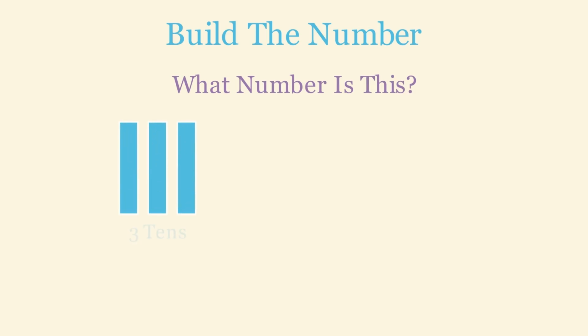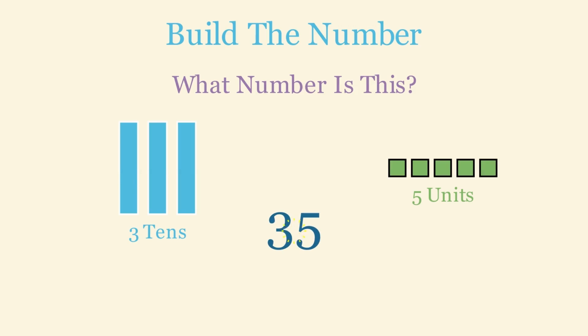Let us build numbers. How many tens can you see? How many units can you see? What number do they make? Excellent. The number is 35.